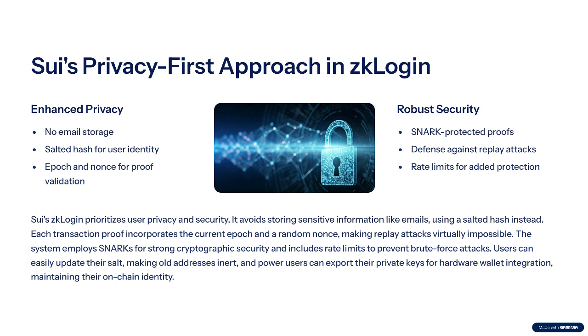Replay attacks? Each proof embeds the current epoch plus a random nonce. Replay the same proof 1 minute later, and it fails. Validators compare the epoch they hash inside the circuit to the epoch and block metadata. To hijack an account, an adversary must steal or forge a live Google token and generate a convincing SNARK, a 1 in 2 to the power of 128 shot, even before rate limits.